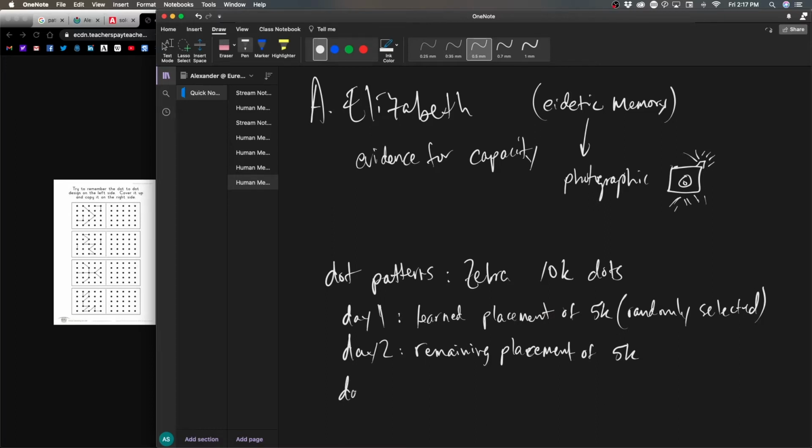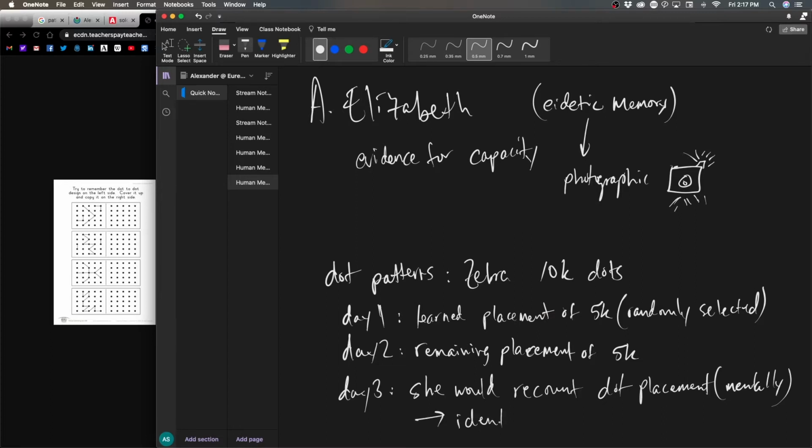So, day 3, she would recount dot placement mentally. I'll put that in parentheses here, right? She wasn't actually drawing it. Identified the zebra. That's wild.